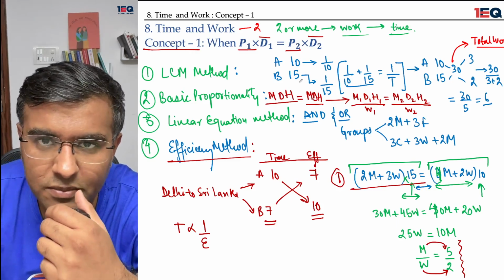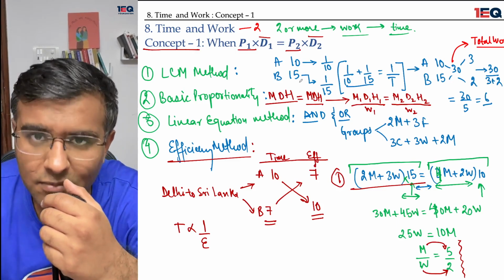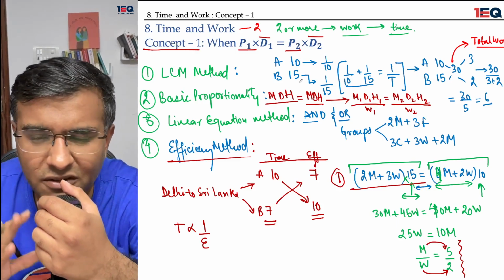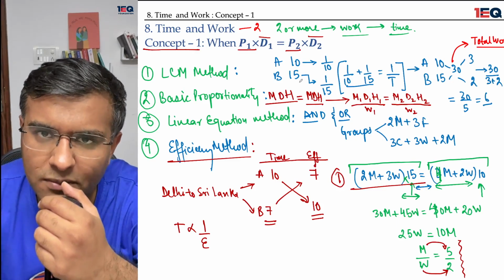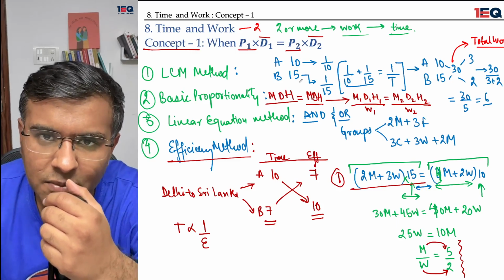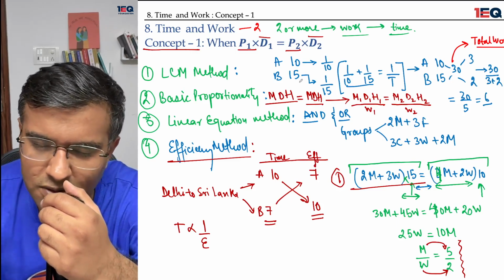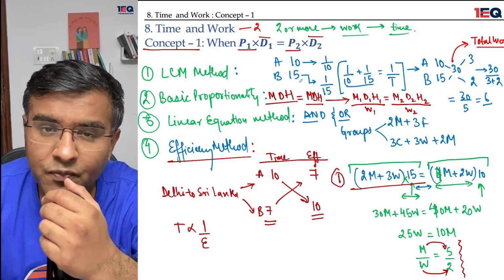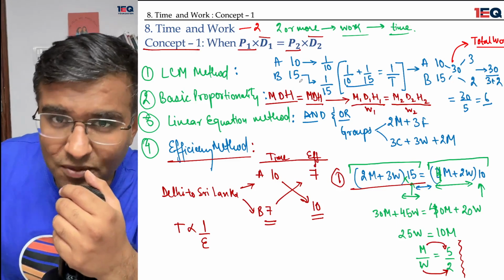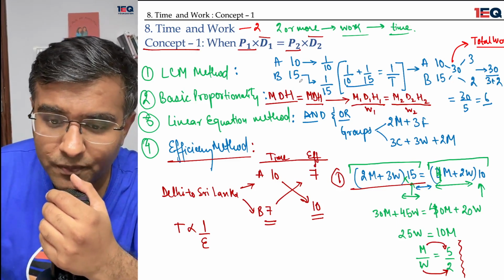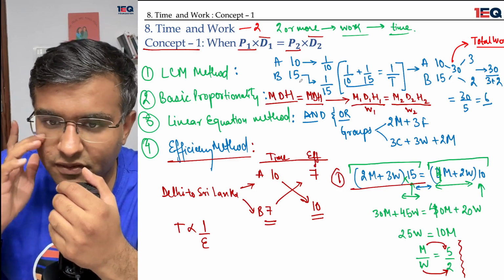Then linear equation method. When multiple groups of people work together, we are supposed to only look at simple linear equations there. Then talking about the efficiency method, the time is inversely proportional to the efficiency. Why? Because the more time you take, the less efficient you are. The less time you take, the more efficient you are to complete a job. So I believe we've done it completely.